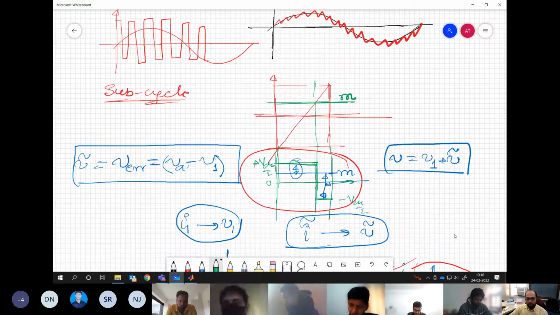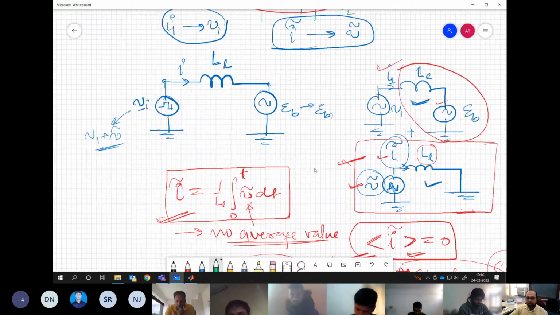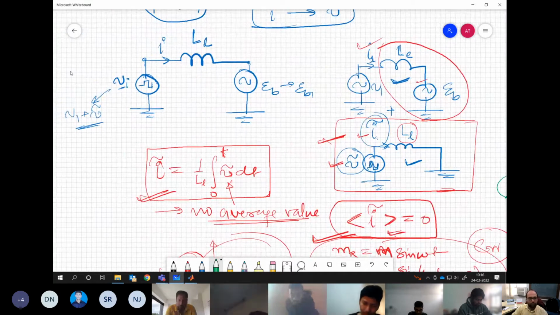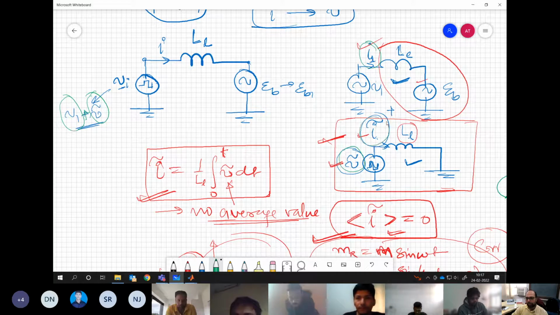If we need to know the current ripple, we need to know the voltage ripple that is being fed into the system, because the inverter voltage has two components: one fundamental and another the ripple component. Each one is responsible for its own current. For example, fundamental voltage is responsible for fundamental current and ripple voltage is responsible for ripple current. This understanding we have, right?